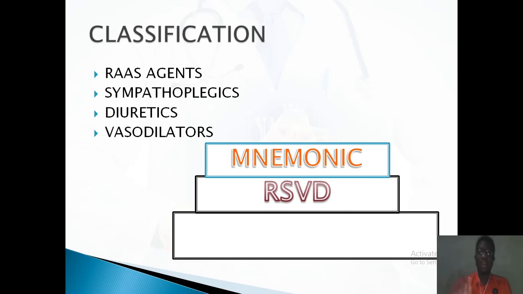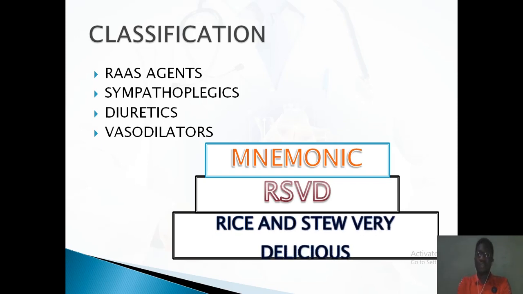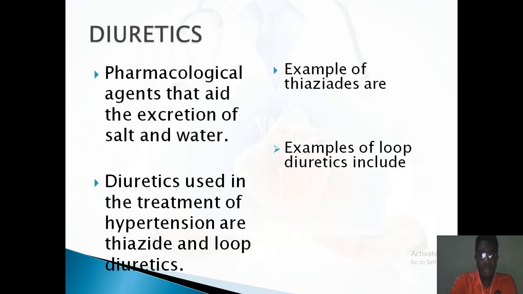The mnemonic is RSVD: rice and stew, very delicious. Very sweet mnemonic. Rice and stew, very delicious. RAS agents, sympatholytics, diuretics, and vasodilators.